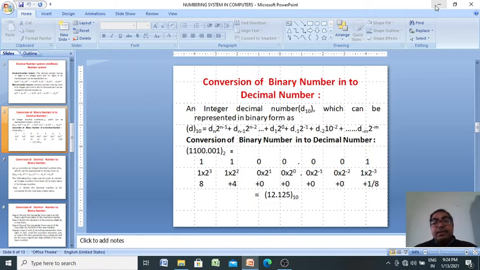We can convert this binary number into decimal by taking powers of 2. Starting from right to left, it is 0 times 2 to the power 0, 0 times 2 to the power 1, 1 times 2 to the power 2, and 1 times 2 to the power 3. After the fractional point, it is 2 to the power minus 1, 2 to the power minus 2, 2 to the power minus 3. If we solve this, we find 12.125 in base 10. So it can easily be converted to a decimal number.